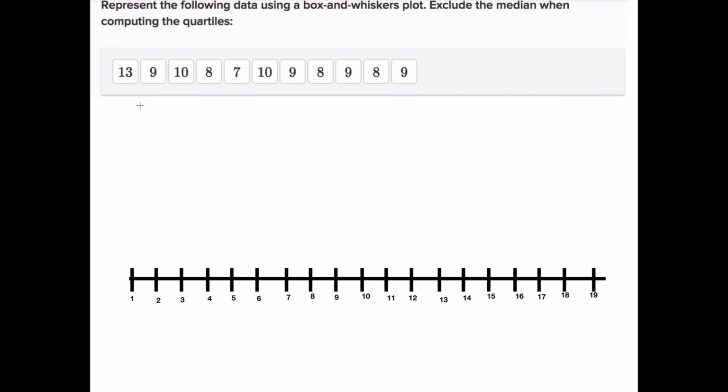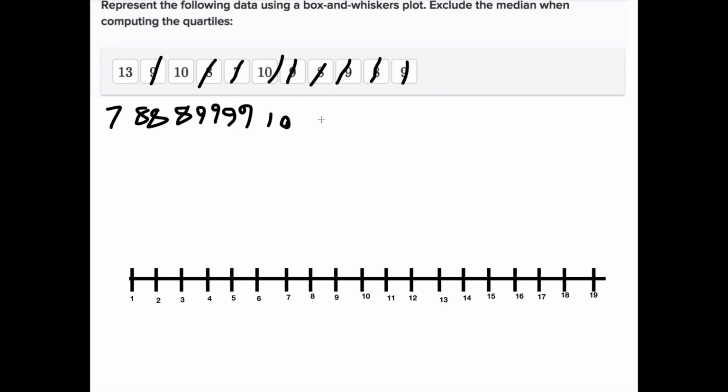Okay, so if we undo all of that, the first step is to organize this list of numbers. So looks like we have a 7, looks like we have an 8, 8, 8, 8. Is that all the 8s? Yep. 9, 9, 9, 9. So 3 more 9s. 9, 9, 9. 10, 10. So these are canceled out. And 13.